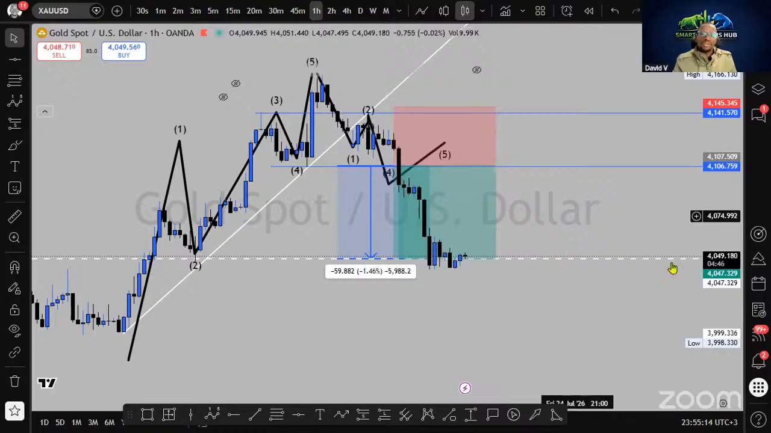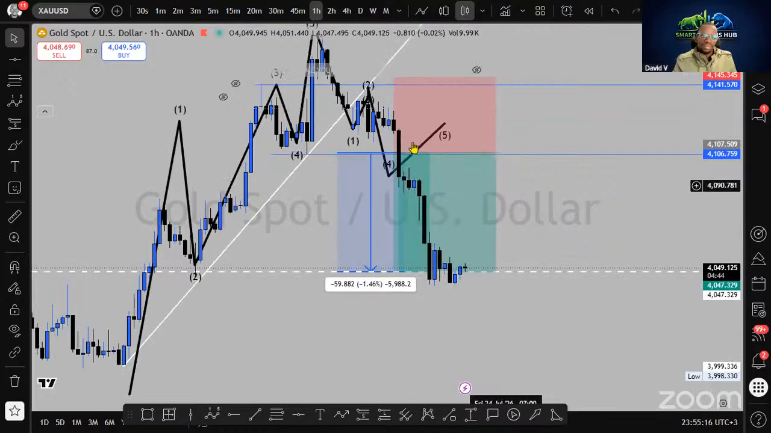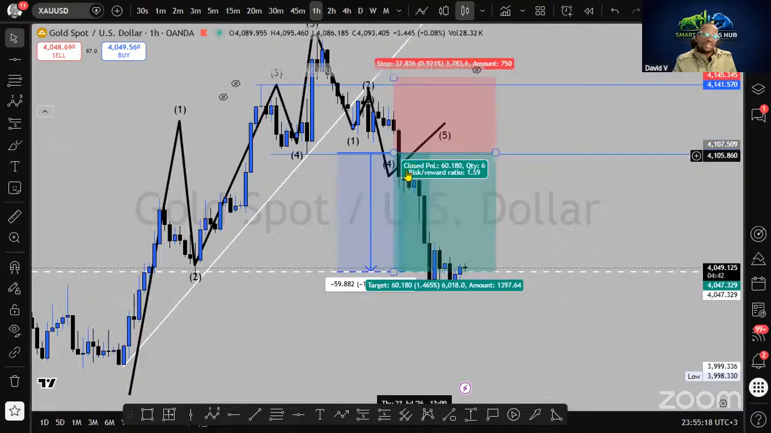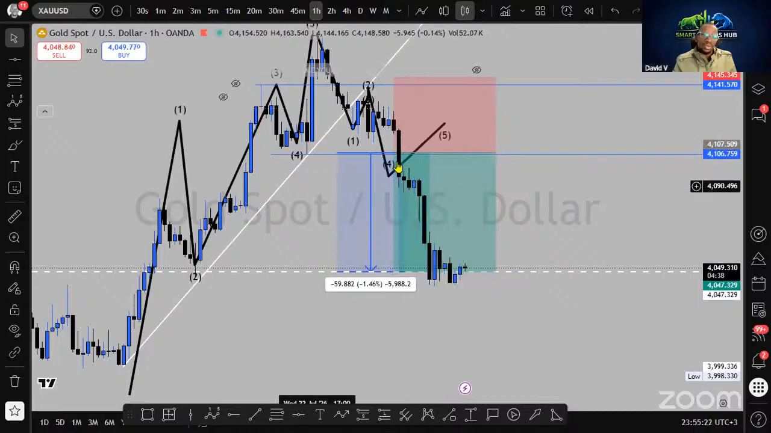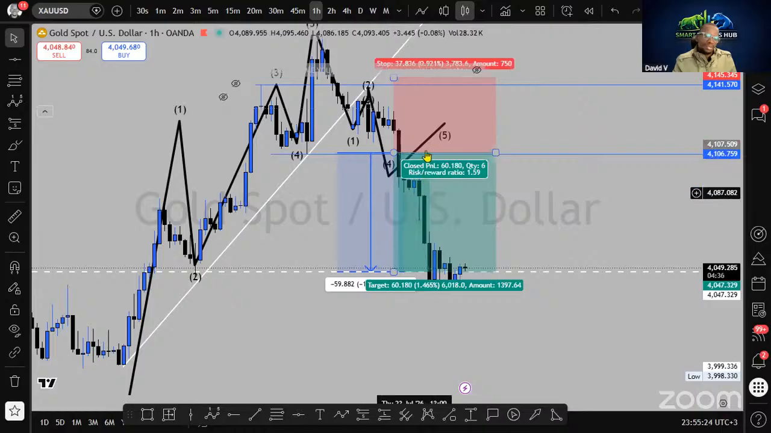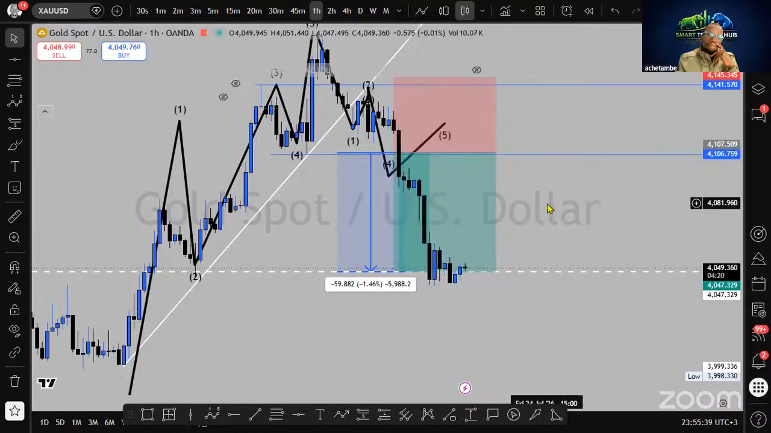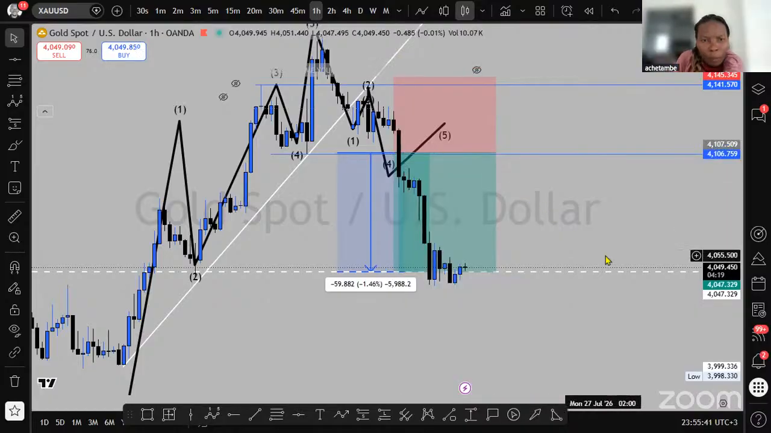Now, some people wait for this retest here. After it breaks, they wait for the break, then they wait for the retest. But most of the time, I've been backtesting these, and when I was actively trading these, I realized most of the time, it never pulls back.